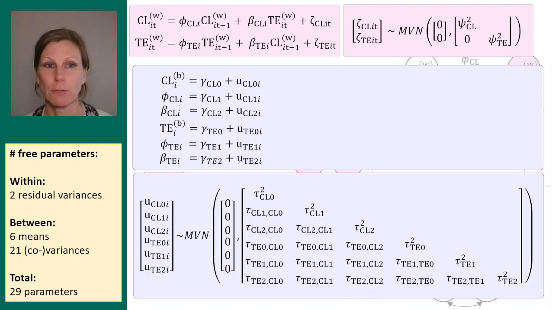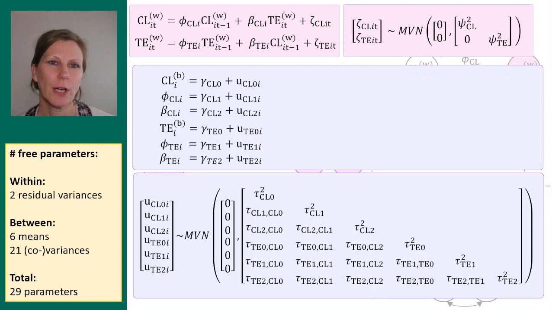One way to compute this quickly is to say, because we have 6 rows and 6 columns, the number of unique elements will be 6 times 7 divided by 2. You can check this if you don't know this rule already, but that's an easy way to get the number of unique elements from a covariance matrix. So in total, if we add this up, we end up with 29 free parameters in this model.